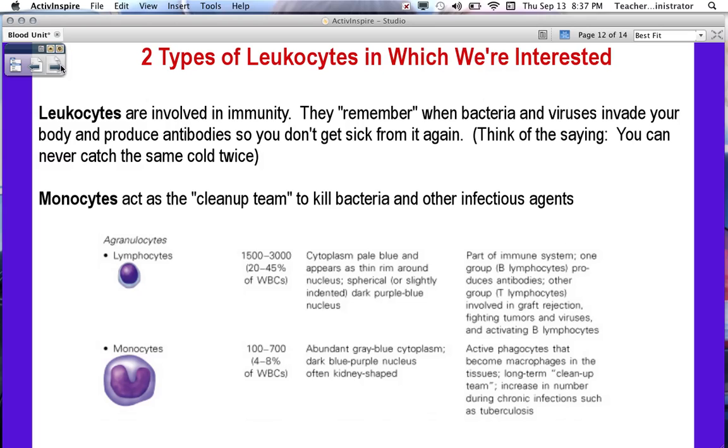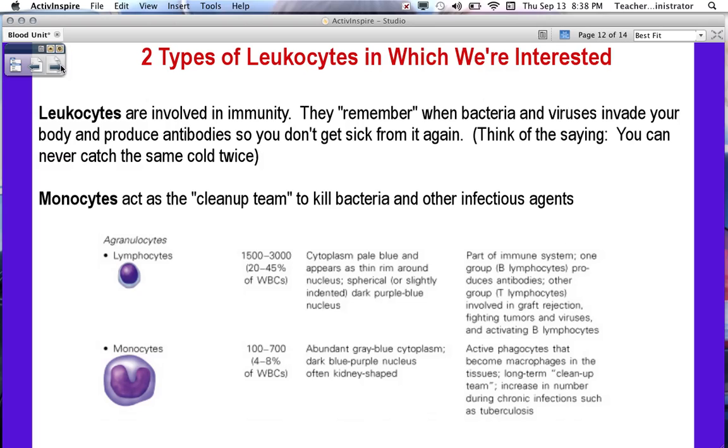They kind of are your memory cells. And so whenever you're attacked by a bacterium or a virus, you're going to go invade it and kill it. And then you're going to form these cells that remember that bacterium or virus. So if it tries to invade your body again, you won't get sick again because you'll be able to head it off and attack it before it can really make you sick. And that's not saying that you can't ever catch the same cold twice.